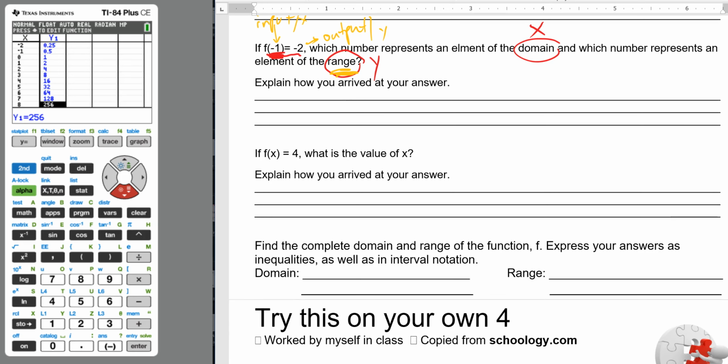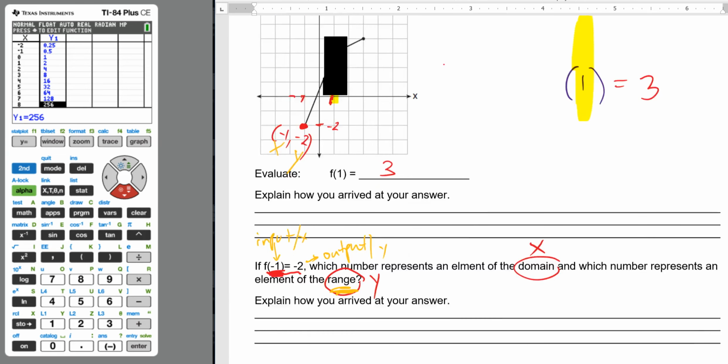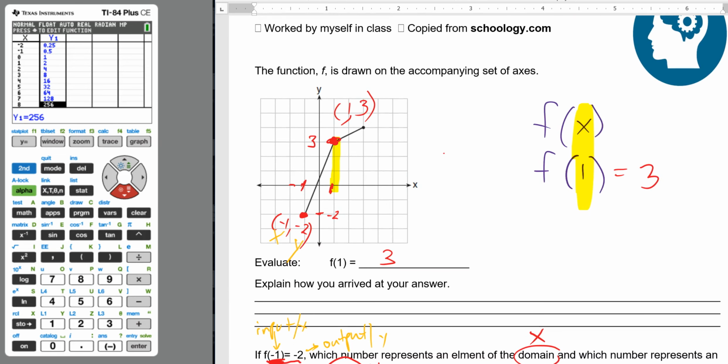Okay, so next, f of x equals 4. Let's go back up to the graph. So again, f of x equals 4. This time, we don't know the input. We do know that the output, the y value, is 4. We can also see that really the only point left on the graph is this one right here.